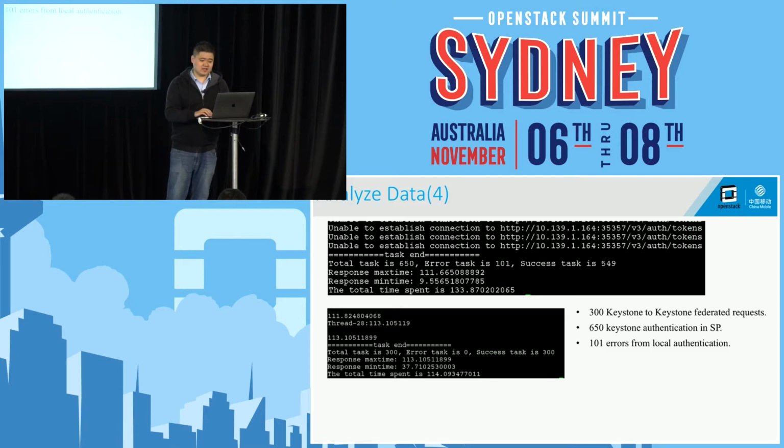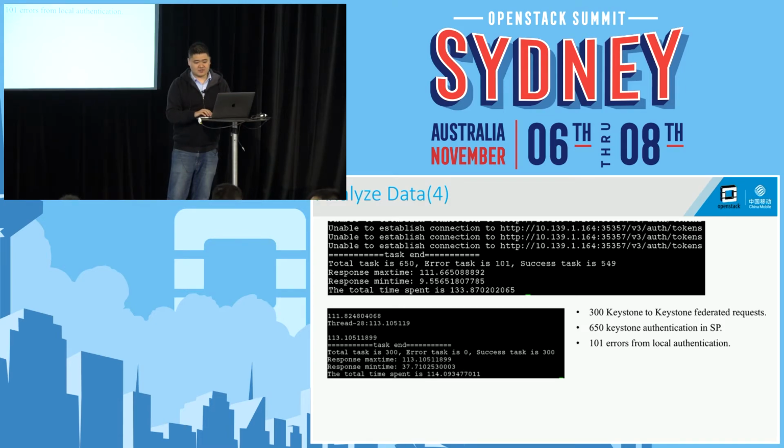This page shows another test. The total request is still 915, and about 615 are Keystone local identity in the service provider, while another 300 are Keystone to Keystone federated requests. We found that the 300 federated authentication requests are all successful, but in the local identity of the service provider, there are more than 100 errors. This confirms that the pressure in the service provider is larger. So we should set the appropriate parameter.